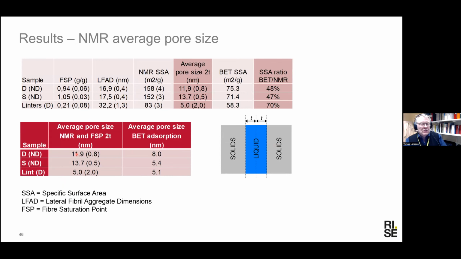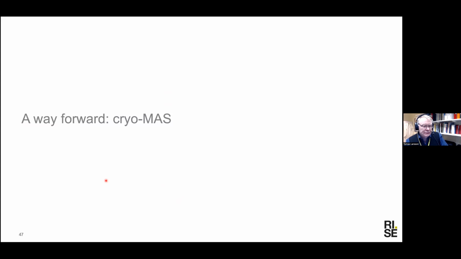And when we compare it for 3 different samples where we have both BET and these NMR determinations, it turned out that NMR reasonably well fit the criteria of an upper bound. So that works. Okay, a short thing about the way forward, cryomass.